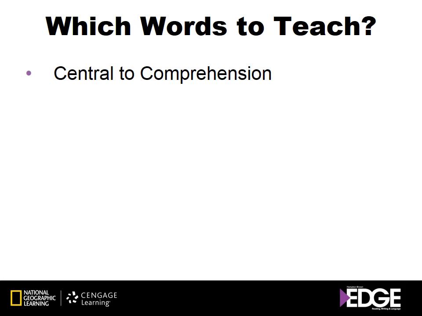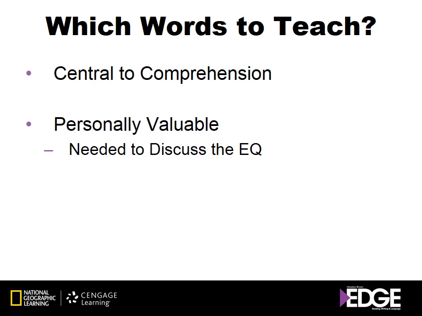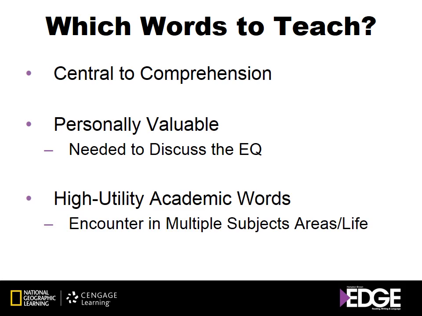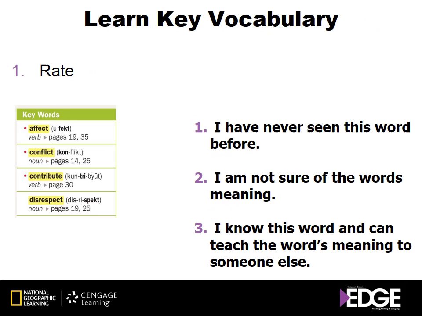When the EDGE authors were selecting which words would be the focus of the key vocabulary lessons, they selected the words that matter most. This means that all key vocabulary words are central to comprehending the text. Without knowing these words, the reading selection, its theme, main idea, or plot just won't make sense to those students. The key vocabulary words are also personally valuable to the students because they need these words in order to discuss the essential questions. And the words are high utility academic words that students will encounter in multiple subject areas and in life.